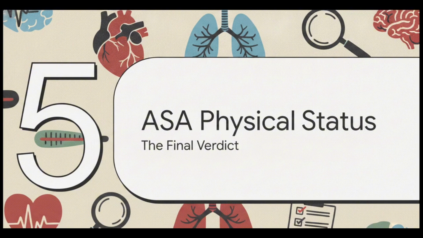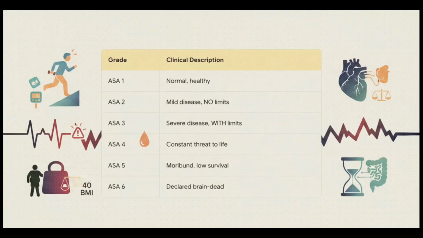Section 5. ASA Physical Status Grading, the final verdict. Notice how carefully ASA2 and ASA3 are divided here. It's all about functional limitation, guys. An ASA2 patient has mild systemic disease with absolutely no functional limits. So think of a well-controlled diabetic or a patient with a BMI of maybe 35. But an ASA3 patient has serious disease with functional limits. So morbid obesity, which is a BMI over 40, instantly bumps that patient up to an ASA3.